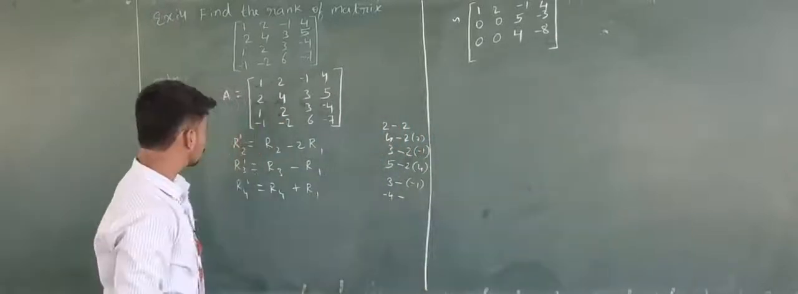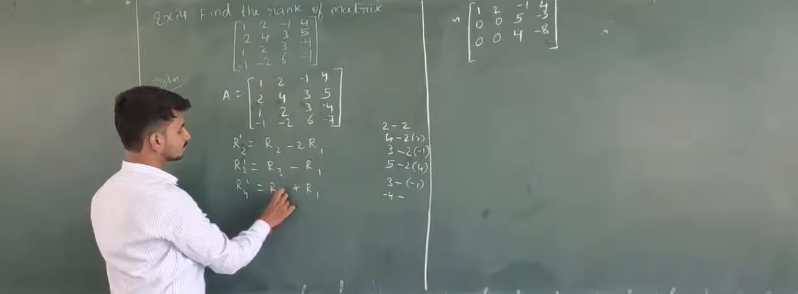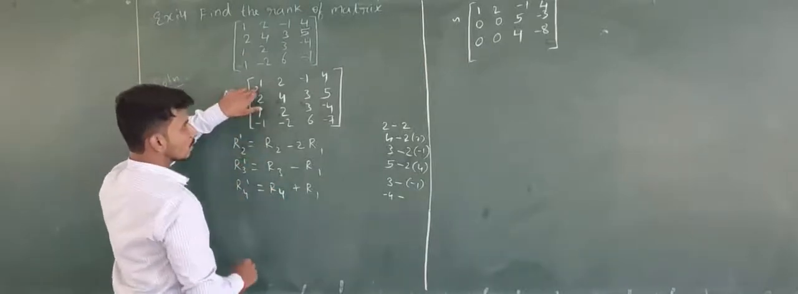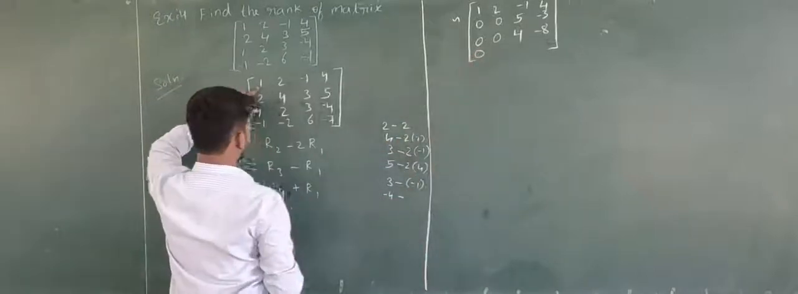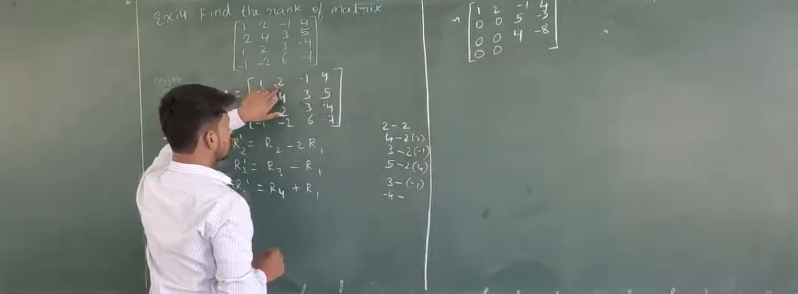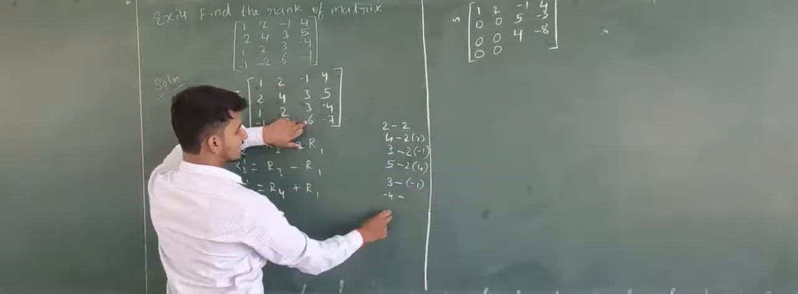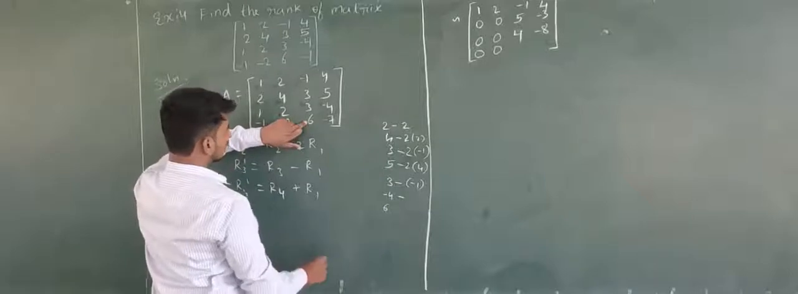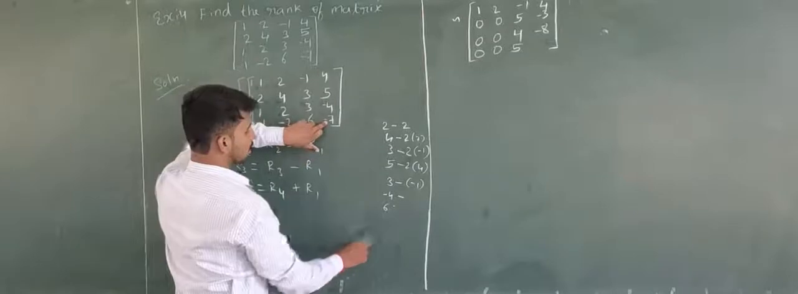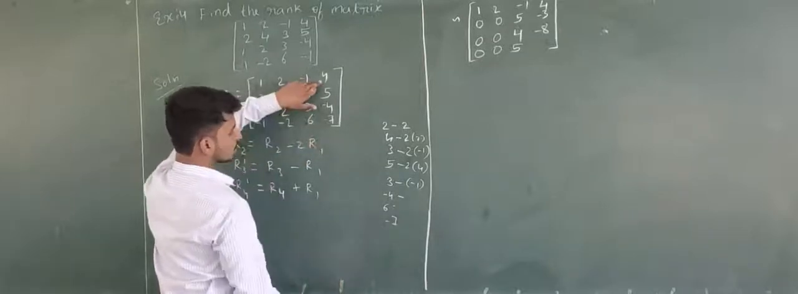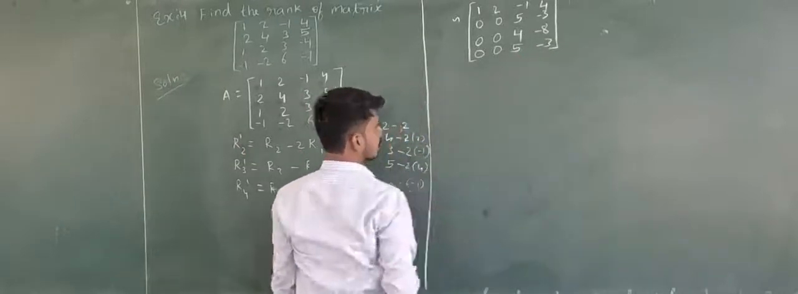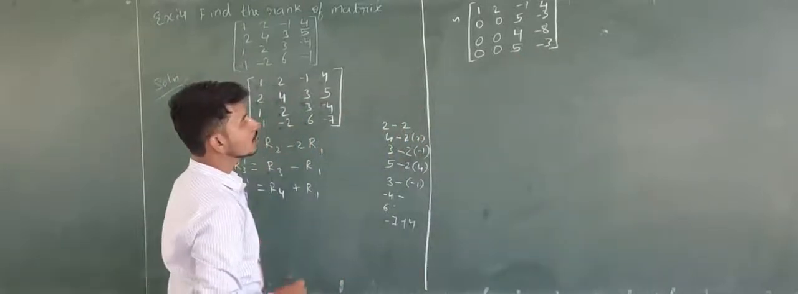Next the row 4. Row 4 is R4 plus R1. Minus 1 plus 1, that is 0. Next minus 2 plus 2, this is also 0. Next 6 minus 1, that is 5. Next minus 7 plus 4, that is minus 3.